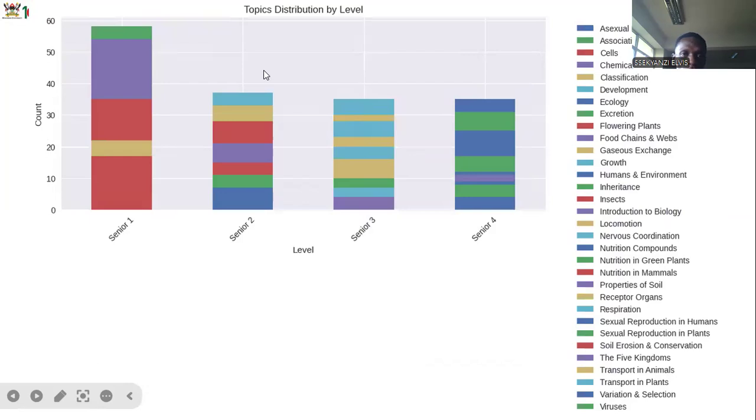So this is another visualization of our dataset, and this shows the different topics in different levels, Senior 1 to Senior 4. As you see here, they are listed: introduction to biology, insects, ecology, among others.